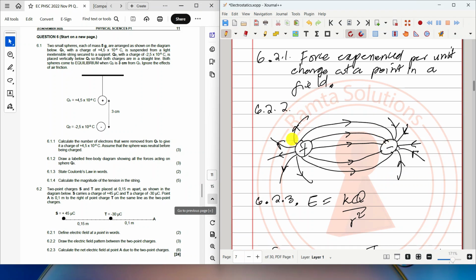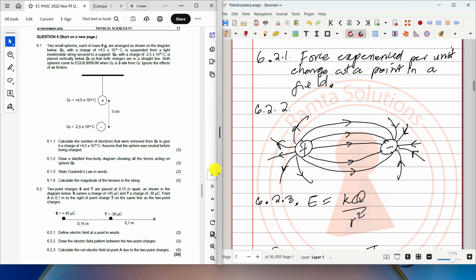And again, you can also draw many lines on sphere S, or the charge S. You can draw many lines because the charge is greater, right? So since the charge is greater, you can draw many lines. But what we drew is also okay, right?